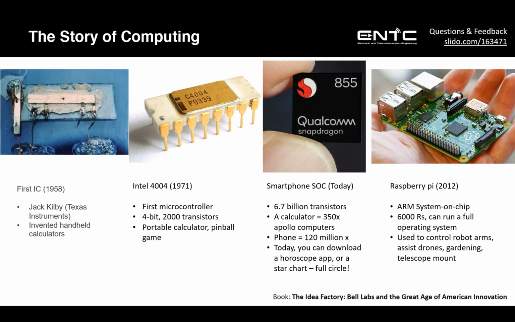And you can control robot arms, and you can build small systems to assist drones. You can put a Raspberry Pi in a drone to do image processing and stuff like that. You can do gardening, control the water in your garden, and you can control telescopes to track stars. Those are some projects you can do with a Raspberry Pi.